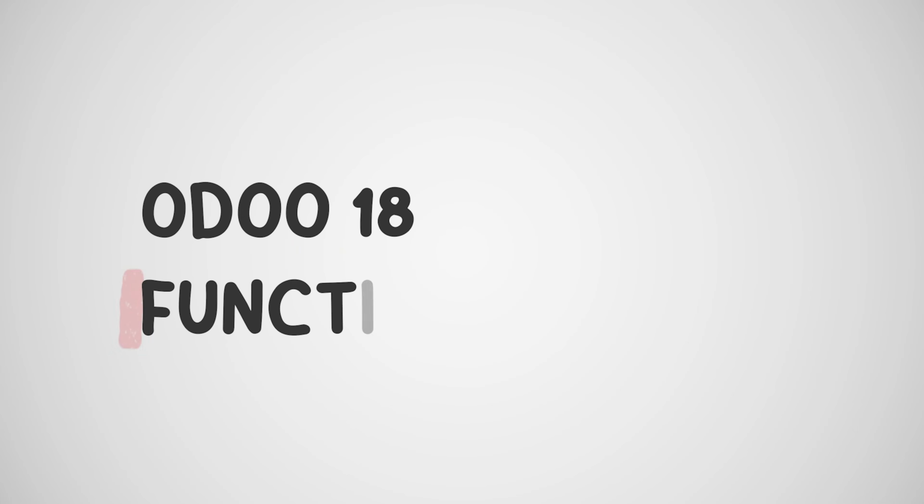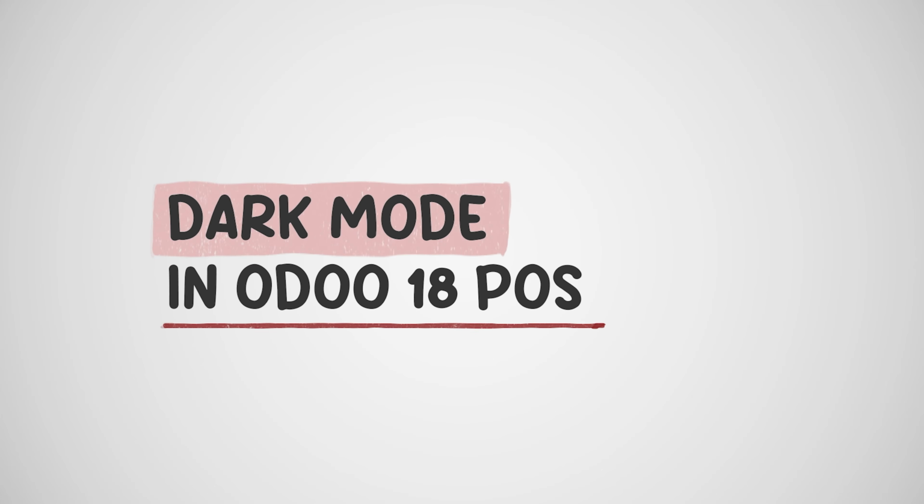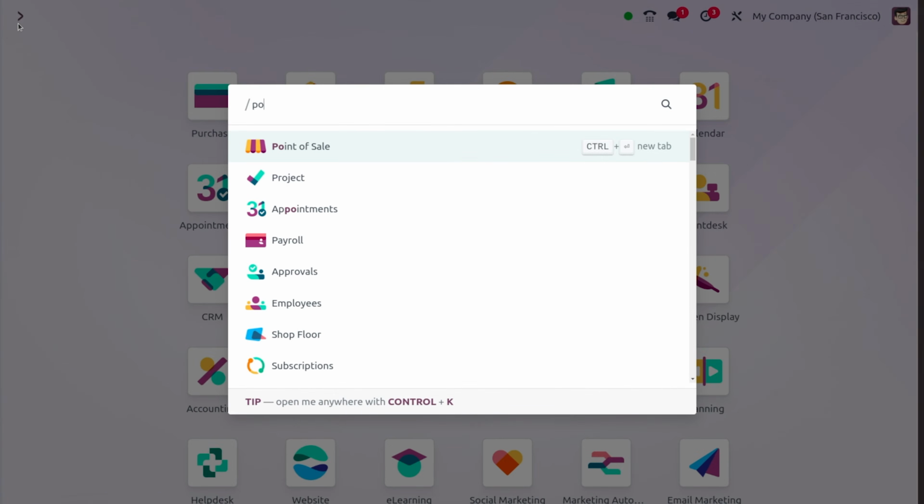Hey everyone, welcome to new updates of Odoo 18.2, which is dark mode. We can say that this is one of the expected features of Odoo 19, and you can set the dark mode in point of sale.